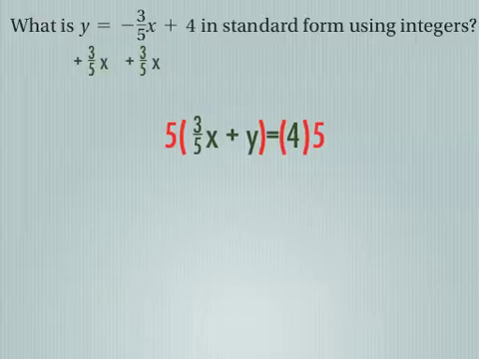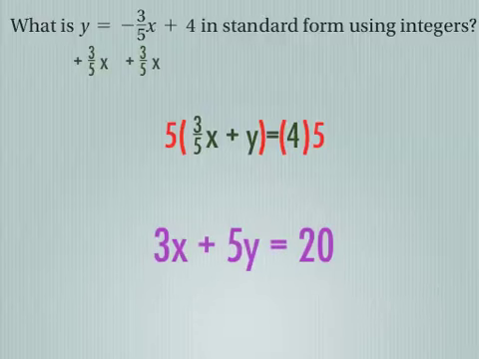And on the left side, I need to distribute the 5. So I need to do 3/5 x times 5 plus 5 times y. Well, 3/5 x times 5 is just 3x plus 5 times y is 5y. And on the other side, when you multiply 4 times 5, you get 20. So y equals negative 3/5 x plus 4, written in standard form, gives you the equation 3x plus 5y equals 20.